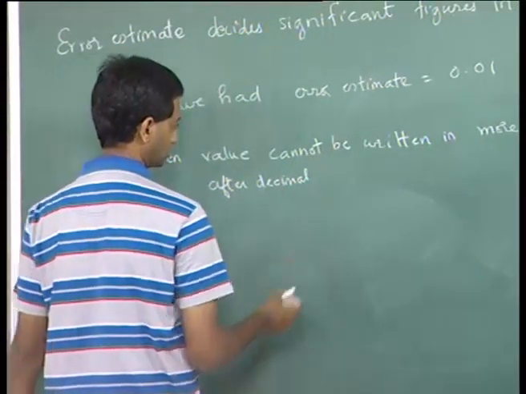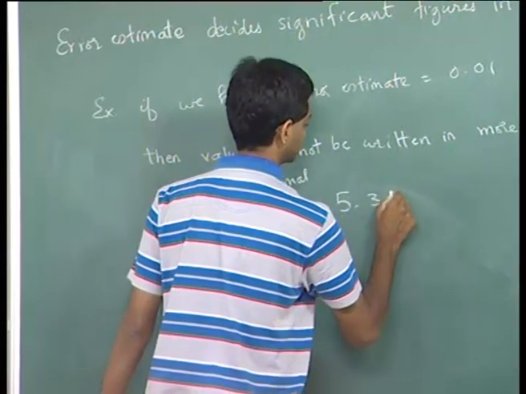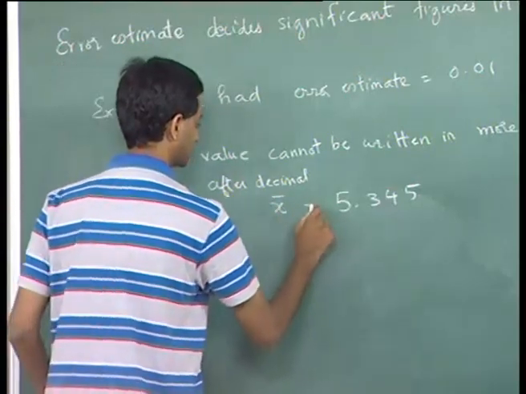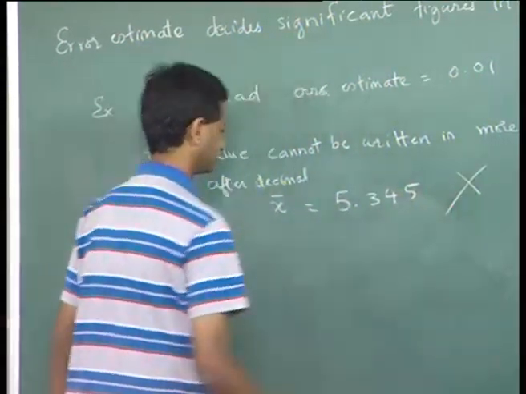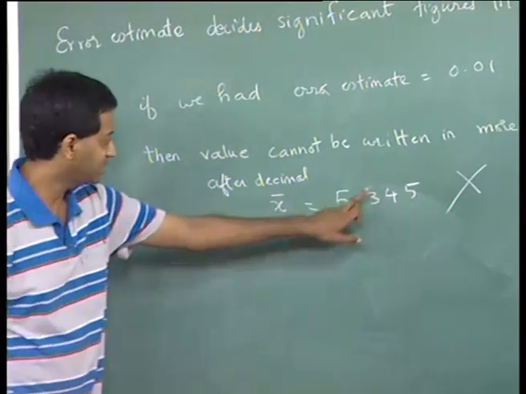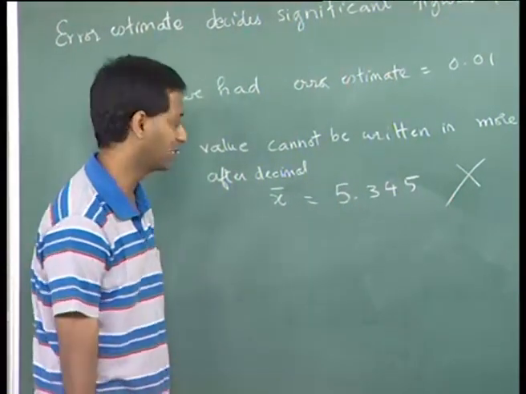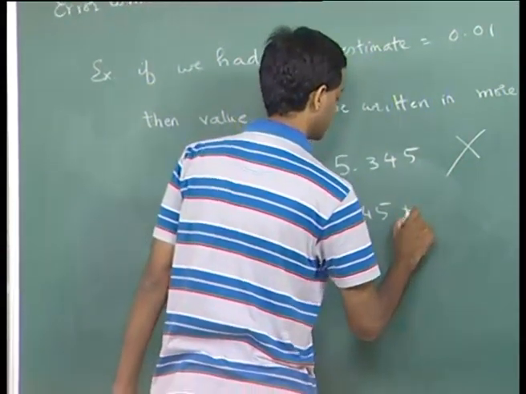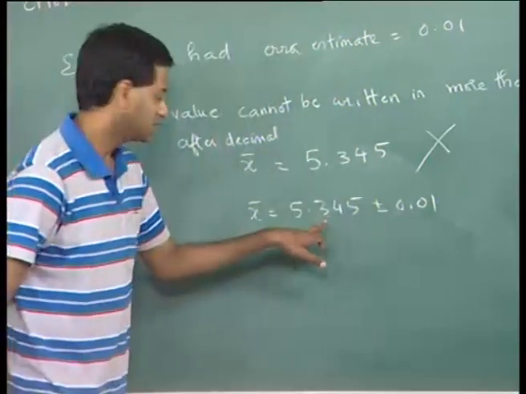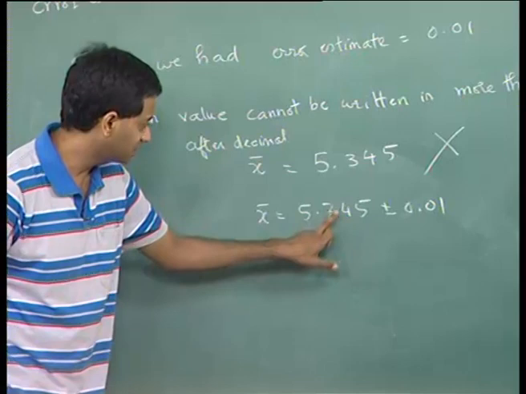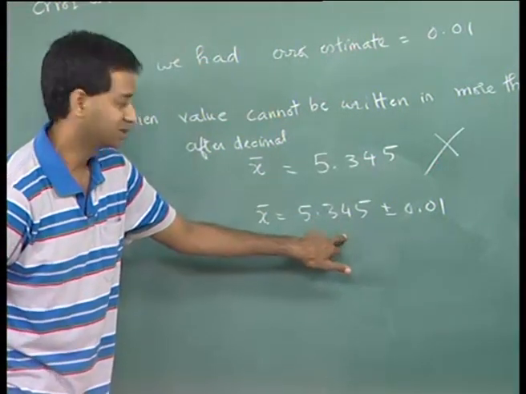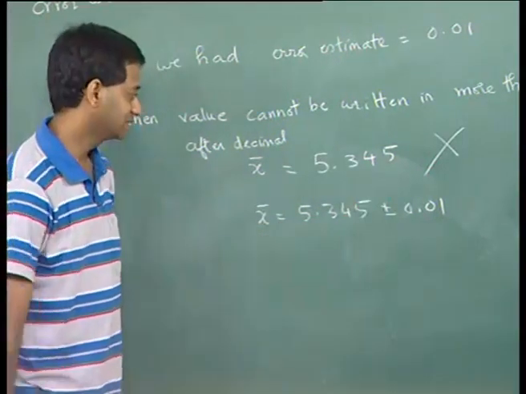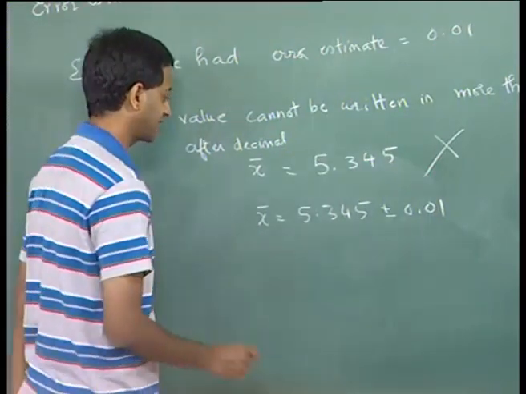Okay, so you cannot have something like 5.345. So you cannot have x bar equal to this, not possible. Okay, because your error estimate is plus minus 0.01. So if you say x bar equal to 5.345 plus minus 0.01, okay, then what it means is you don't know whether it is 5.33 or 5.35. Okay, then it doesn't matter what you say. So this 5 is completely immaterial.